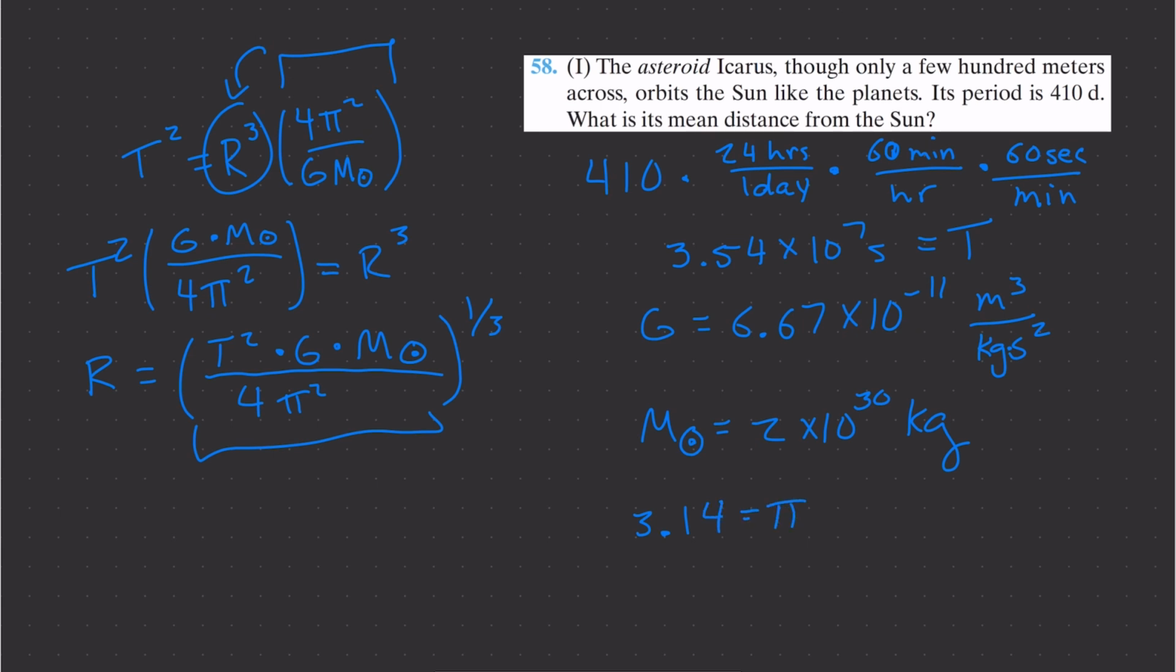But I'm going to do a lot of this work in my calculator. So I'm going to take my value for T. I'm going to square it. And I'm going to multiply it by 6.67 times 10 to the negative 11. I'm going to take that value and multiply it by 2 times 10 to the power of 30. Okay, from there, I'm going to divide that by the quantity 4 times pi squared.